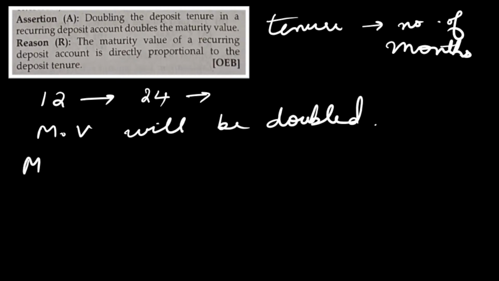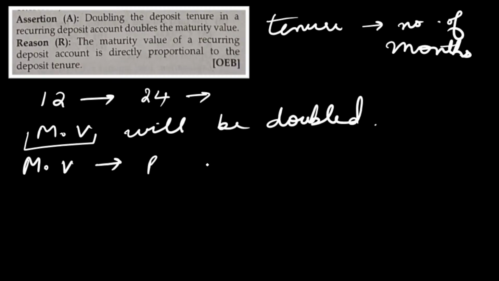See, maturity value depends on principal, the amount which we are depositing every month. If principal is increased, then maturity value will increase. It doesn't only depend upon the time period. Like if time period is doubled, then maturity value will also be doubled. This is not true, because the maturity value depends on principal. Whatever you are depositing every month, it depends on that.